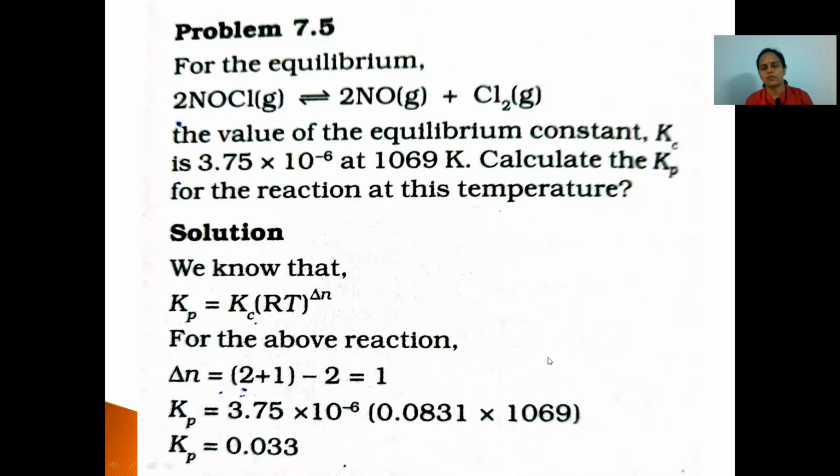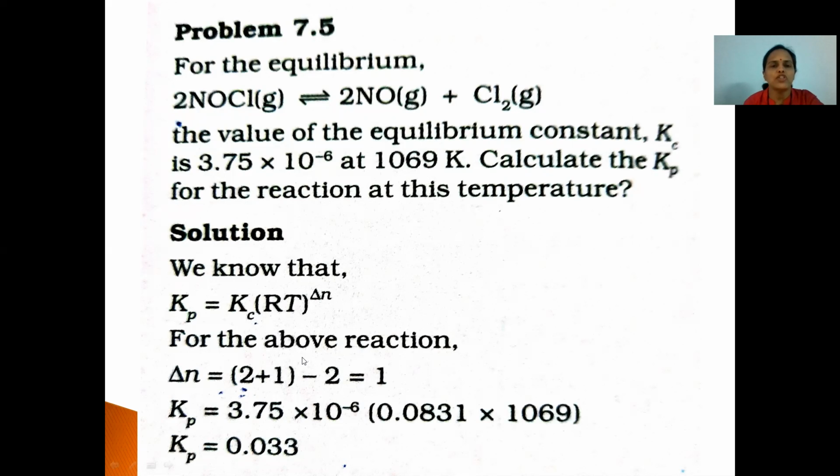Look at this problem. Just now I dealt with the relationship between Kp and Kc, and I said Kp equals Kc RT delta N. So look at this problem 7.5. The question is for the equilibrium 2NOCl gives 2NO plus Cl2, all are present in gaseous phase. The value of equilibrium constant Kc is 3.75 into 10 raised to minus 6 at 1069 Kelvin. Calculate the Kp for the reaction at this temperature.